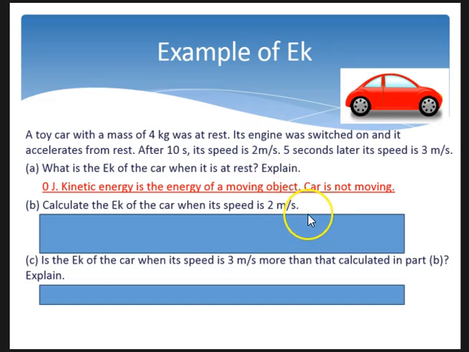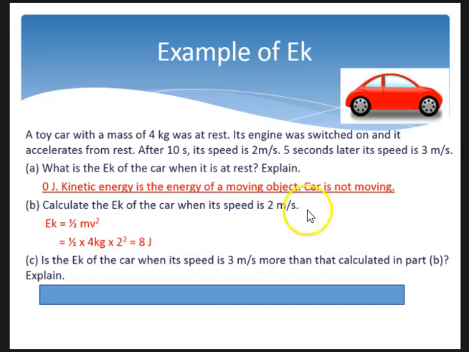Now, to answer the second part, calculating the EK of the car when its speed is 2 meters per second. Let's recall that the formula to calculate the amount of kinetic energy is half mv squared. By writing that down, we will have EK equals half mv squared, and substituting m for mass, which is 4 kilograms, and at 10 seconds, when the speed is 2 meters per second, we substitute into v and square that. Calculating this, we'll get 8 joules.